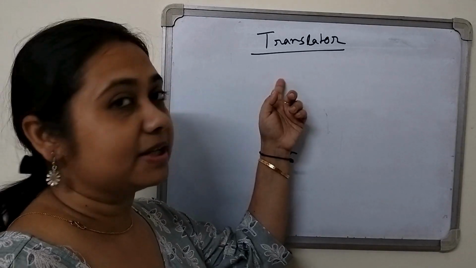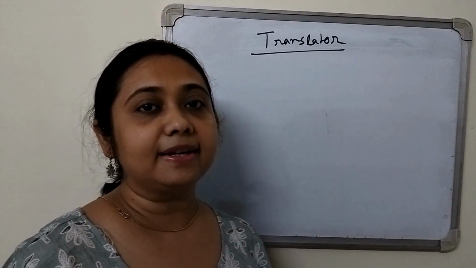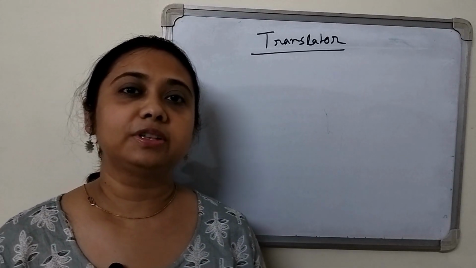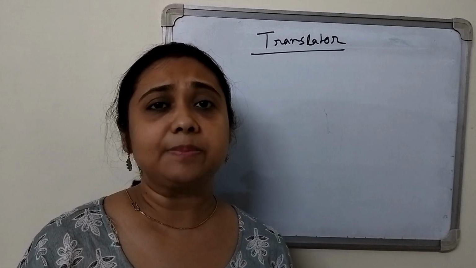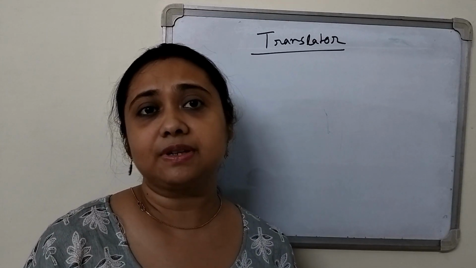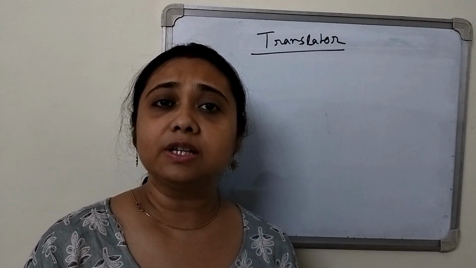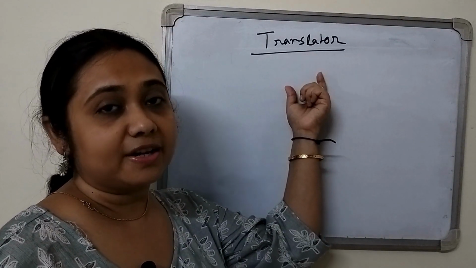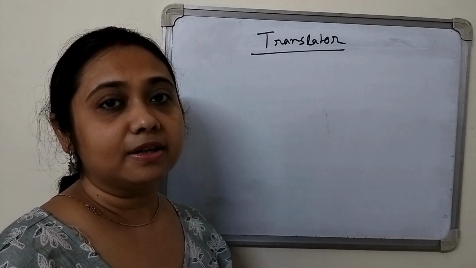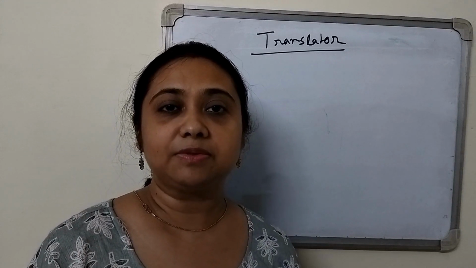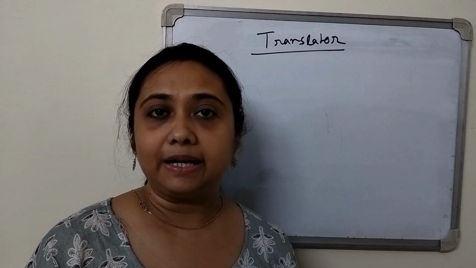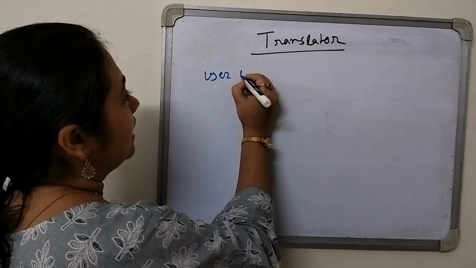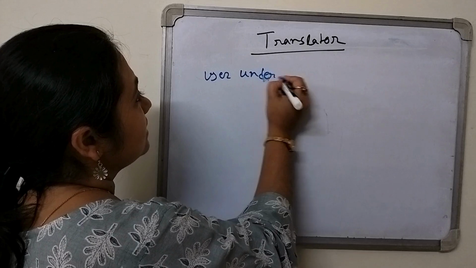So here in the computer, what is the translator? Suppose the human is giving instructions to the computer in the English language. But we know that the computer doesn't know any language except the binary language. But it is very difficult for the user to remember all the codes related to binary. So that is the purpose of the translator. The translator will convert whatever instruction the user gives to the computer into the binary language, and the binary language back into the user understandable language. Suppose this is the user understandable language. This language can be anything.